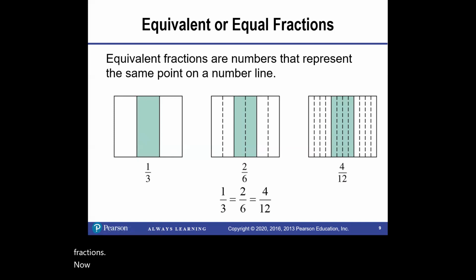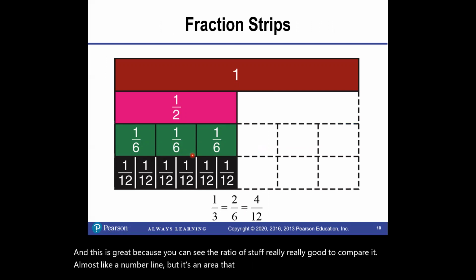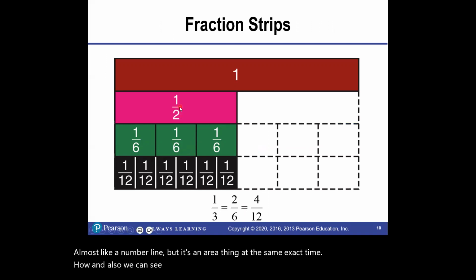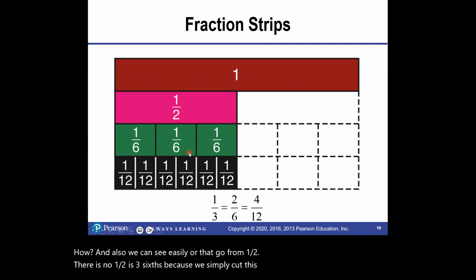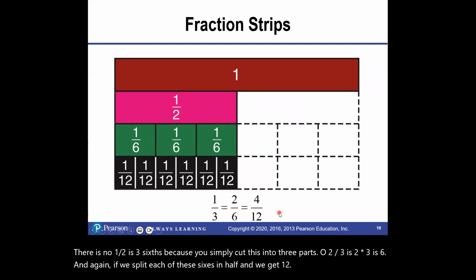Now, another thing they use a lot and that we're seeing more and more in textbooks is what's called a fraction strip. And this is great because you can see the ratio of stuff really well to compare it. It's almost like a number line, but it's an area thing at the same time. And also we can easily see that 1/2 is 3/6 because we simply cut this into 3 parts. So 2 times 3 is 6. And again, if we split each of these 6's in half, we get 12, and we can count out all the different parts.